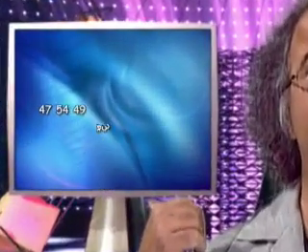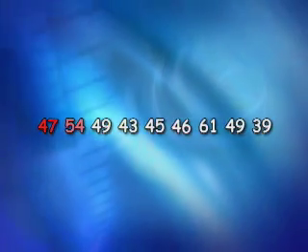Anyway, I listed the results, and here they are. The first car was traveling 47 miles per hour, the second one 54 miles per hour, and so forth in the order that they drove by. But before we can do anything with the data, we have to arrange it in numerical order.